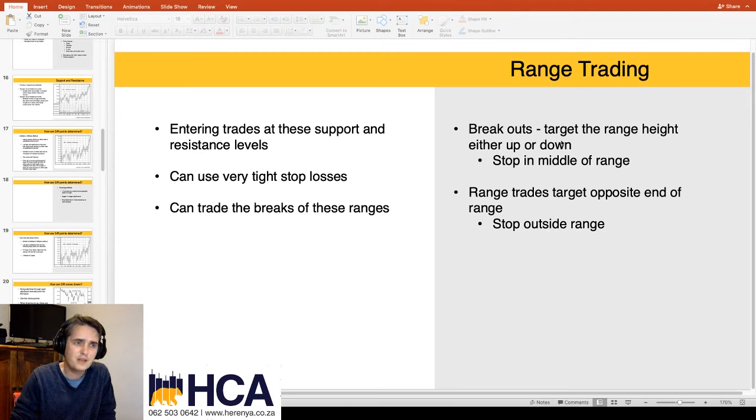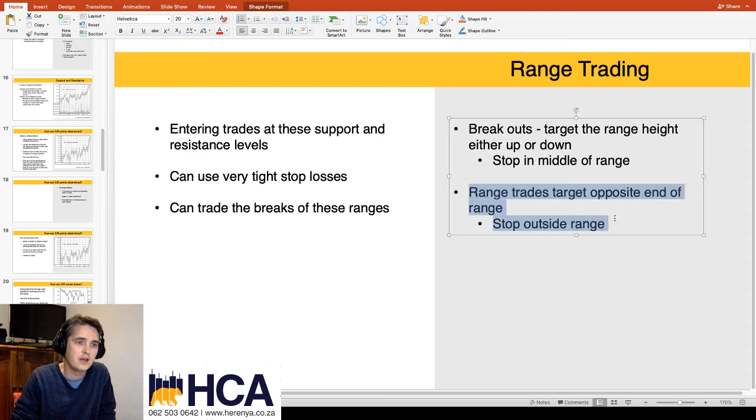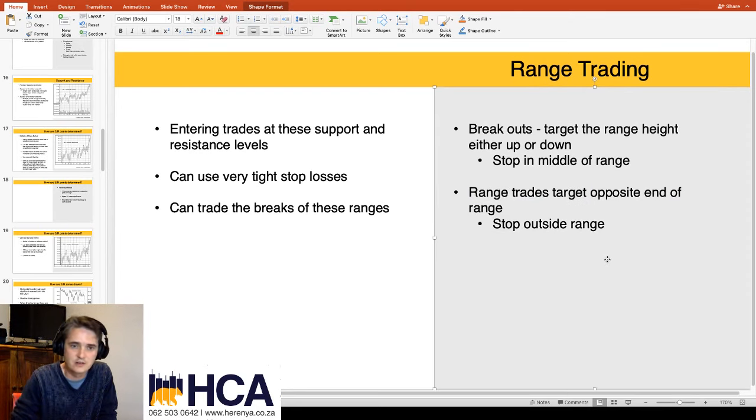Generally, with the breakouts, the risk rewards are rarely better than 1 to 2, 1 risk for 2 reward, whereas when trading in the range, the risk reward setup can actually get quite a bit higher.